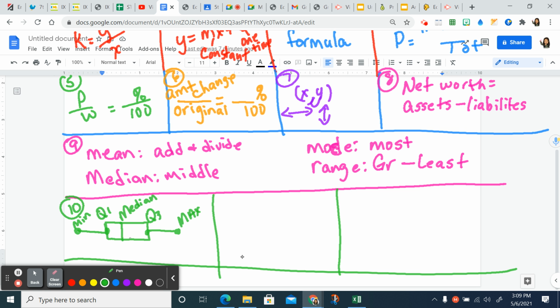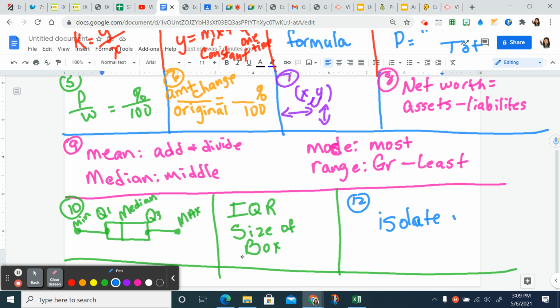Your IQR is the size of the box. You can find it by doing Q3 minus Q1. Or if you're comparing, all you have to do is look at the size of the box. And finally, number 12, anytime you are solving for X, your goal is to isolate X. That is our toolbox for 7th grade. Memorize it.